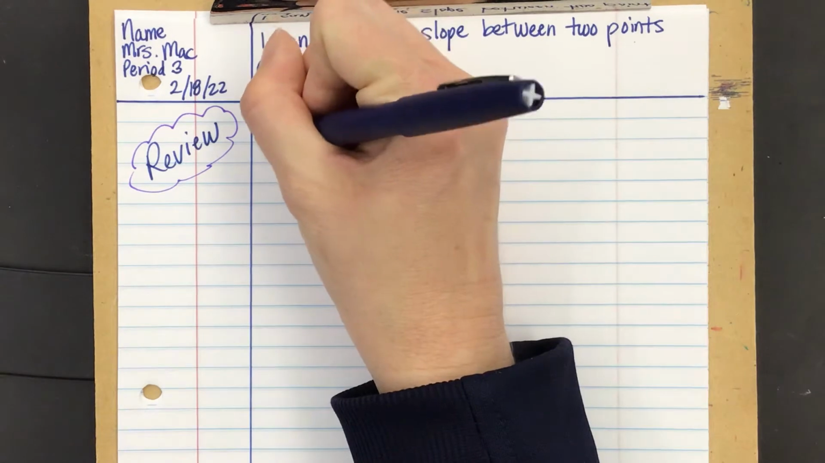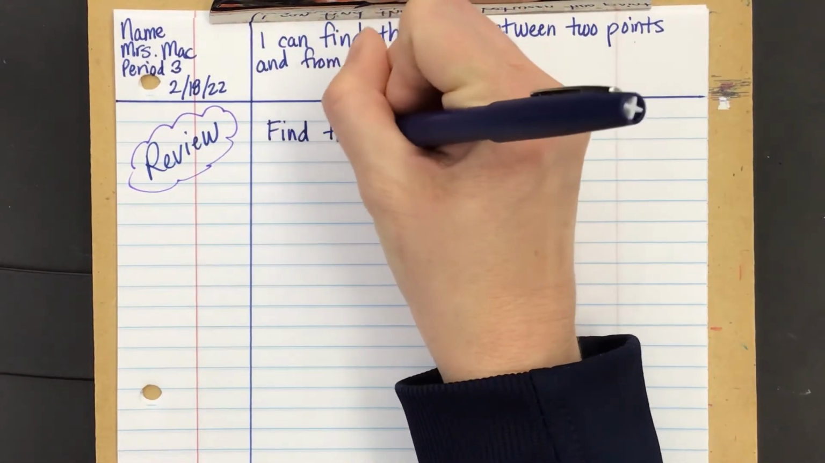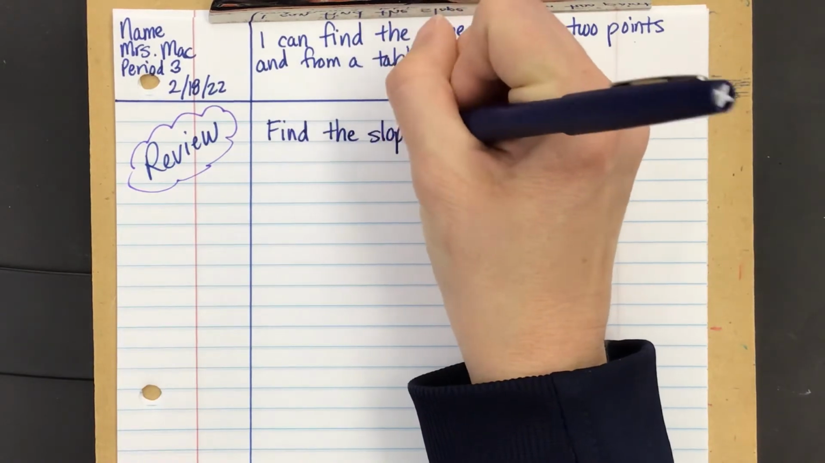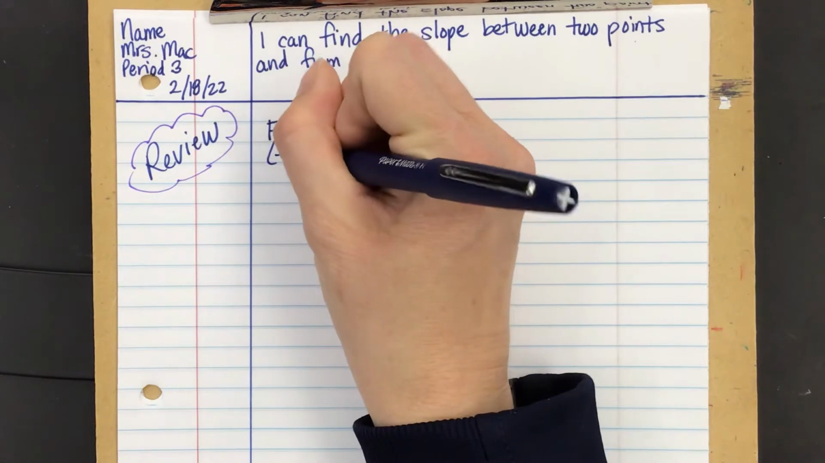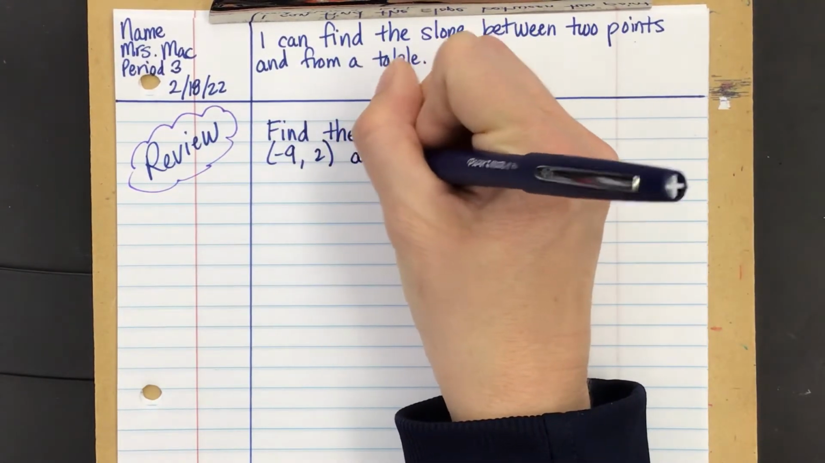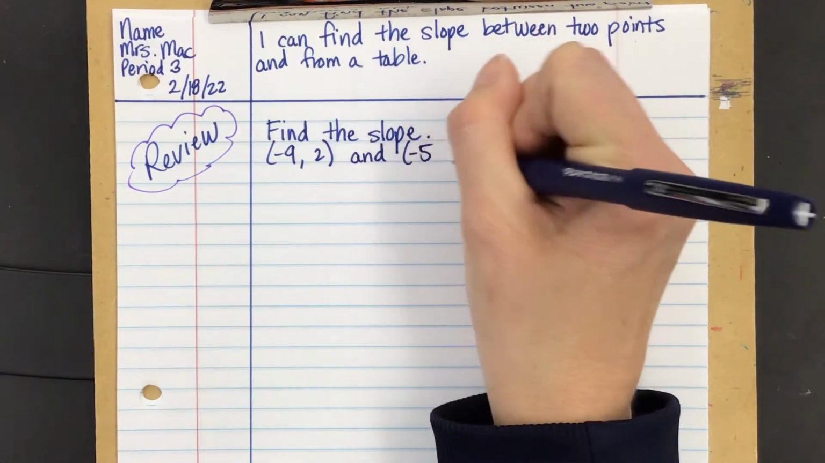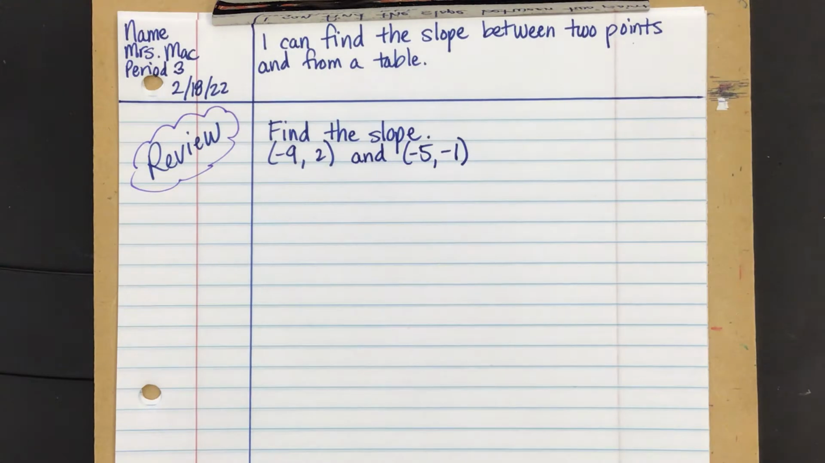Okay, so just circling back to yesterday, we have find the slope, and we're trying to find the slope between -9, 2, and -5, -1.